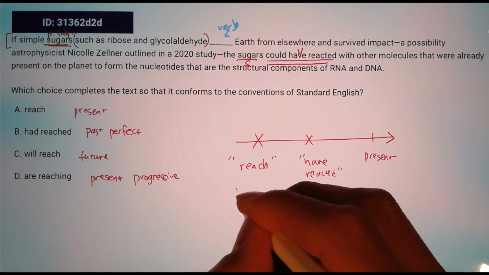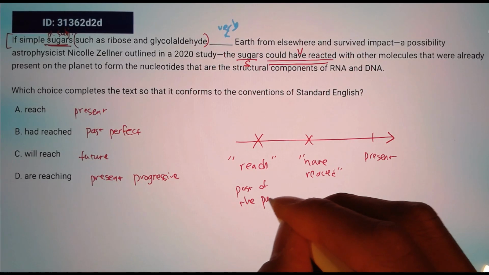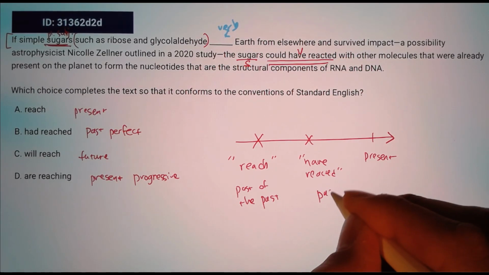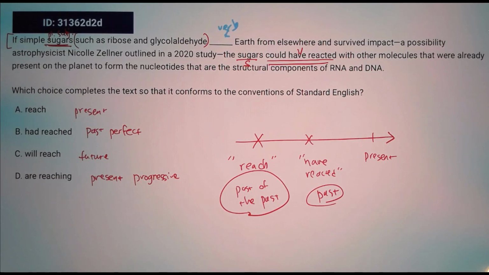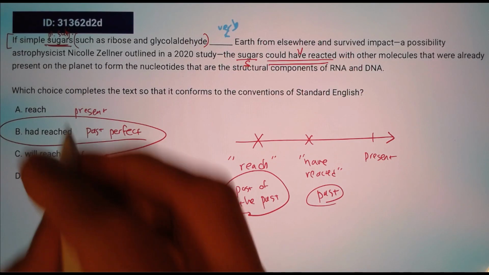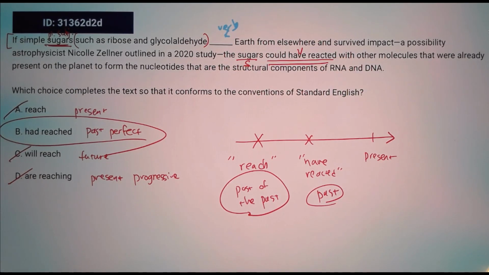Clearly, this is past of the past, and we call that pluperfect. And this is just the past. When you get this kind of situation, you have to choose a past perfect. So present makes no sense, future makes no sense, present progressive, none of these makes sense here. It will just confuse the readers with the tenses.